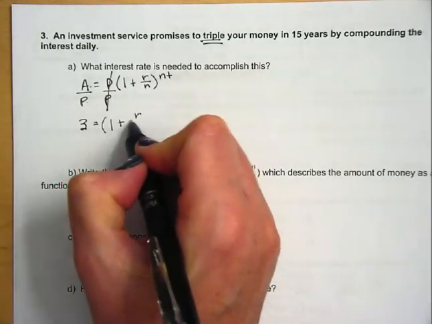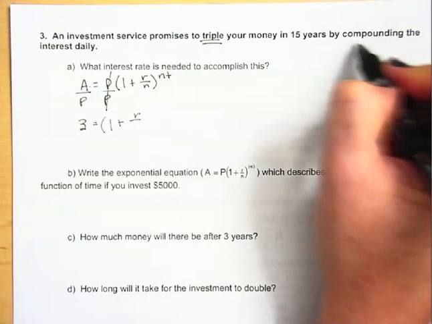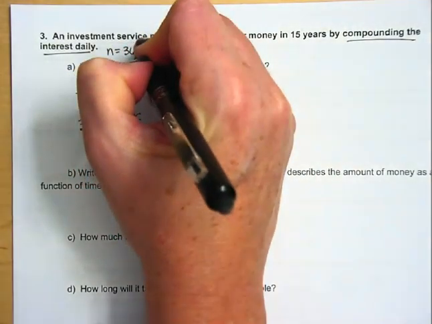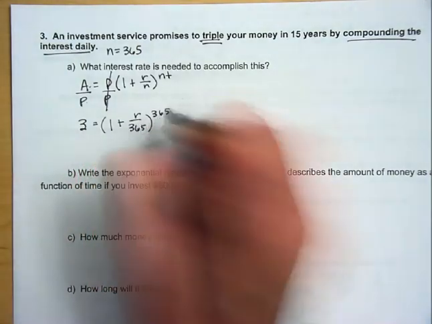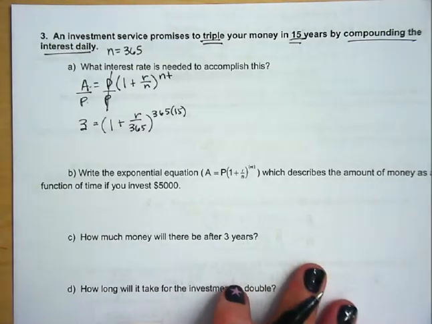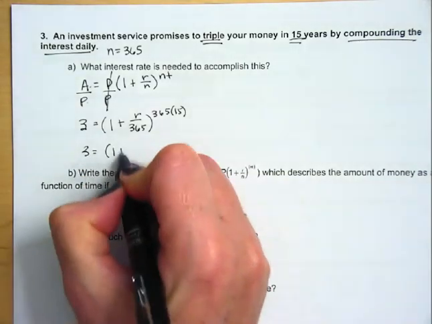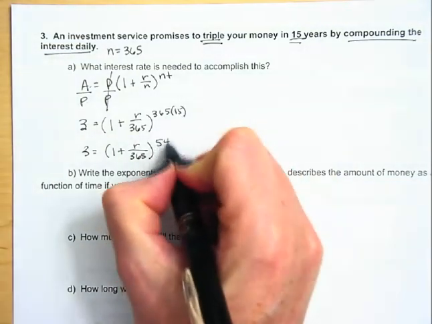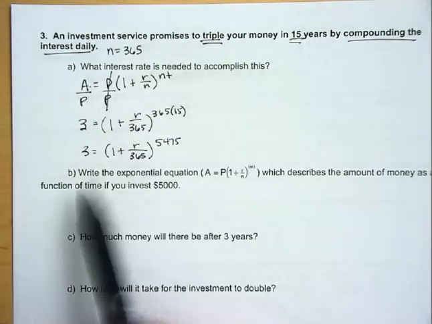R is going to stay a variable because I'm looking for it. N is coming from the fact that the interest is going to be compounded daily. So I need to know how many days are in a year, and that's 365. So N is 365. And T is 15 years. Okay. So now I need to solve for R. So I'm going to start by doing 365 times 15, which is 5,475. Now it feels like we need to rewrite this as a log.